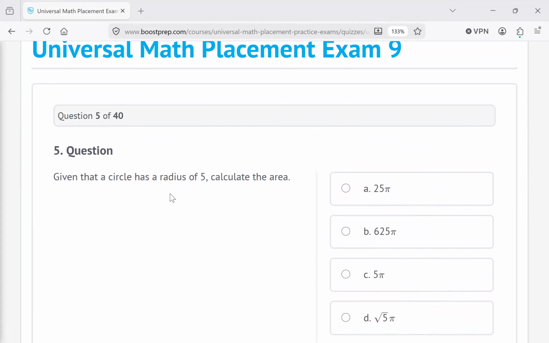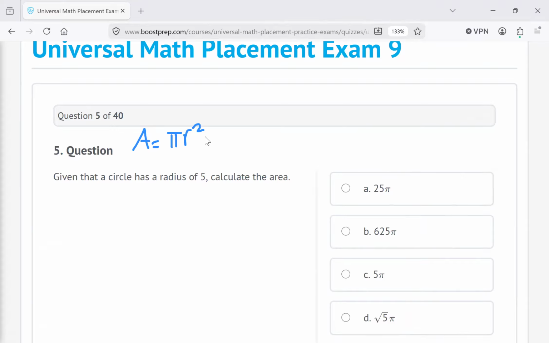Calculate the area of a circle that has a radius of 5. So this one you just need to know the area of a circle. The area is, I believe, pi r squared. Let me double check on that. I always get that confused with volume. Yes, it is. That's correct.